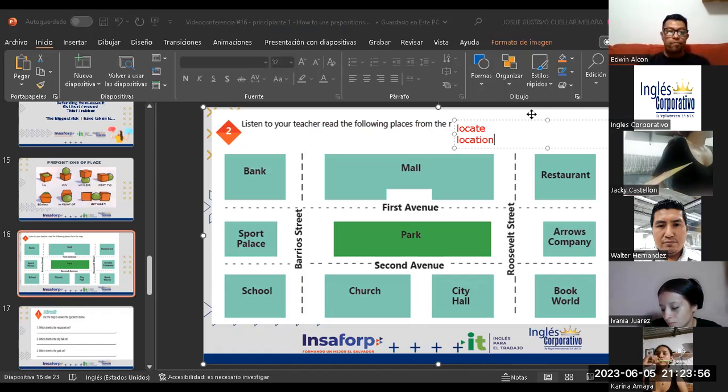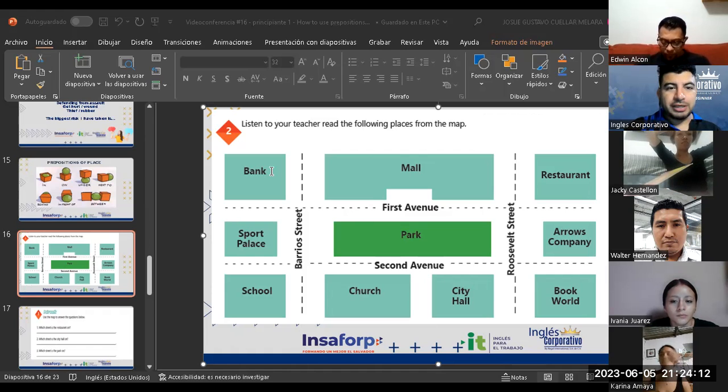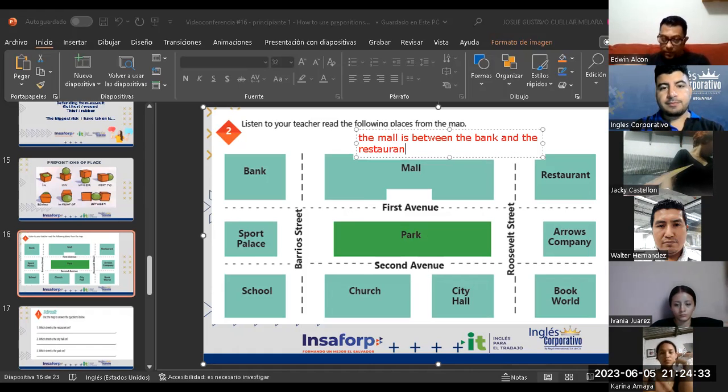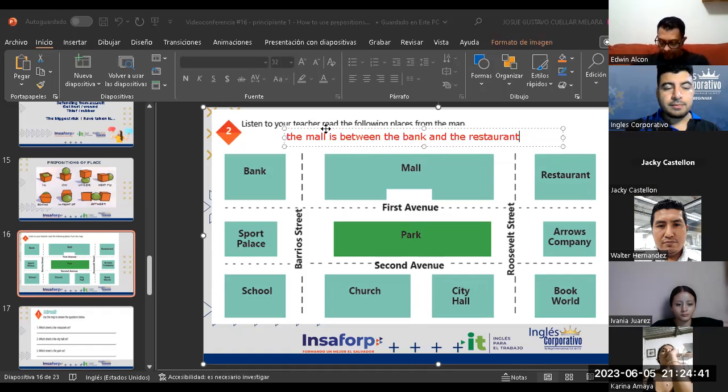So in this case, you were locating the places in a map. Okay. Very simple. Next to, in front of, between. Ahora, cuando utilicemos between, tienen que ser dos cosas. Por ejemplo, aquí tenemos the mall. Fíjense bien. The mall is between. El centro comercial está entre. Okay, the mall is between the bank and the restaurant, ¿verdad? El centro comercial está entre el banco y el restaurante, okay? So this is like the correct form to use.